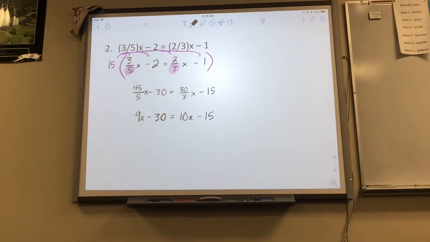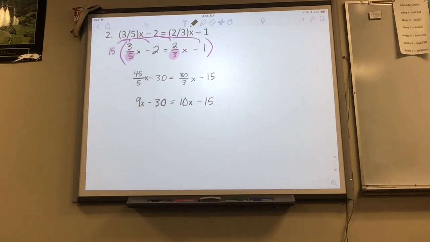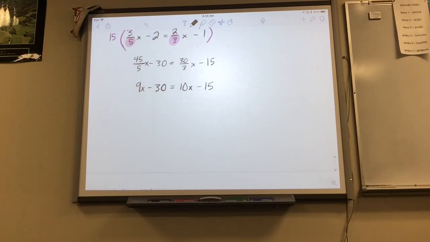So, let's continue to solve this. The rest of this you should know how to do perfectly. We should know these steps on this part. So minus 9x, we're subtracting our lower amount of x's, so we don't have to deal with a negative x.